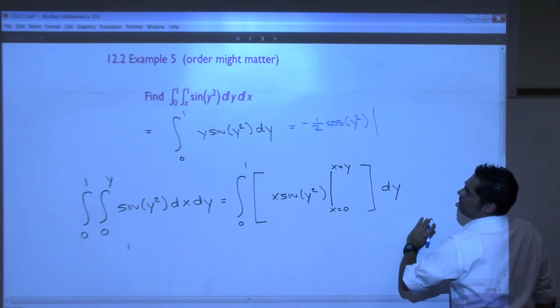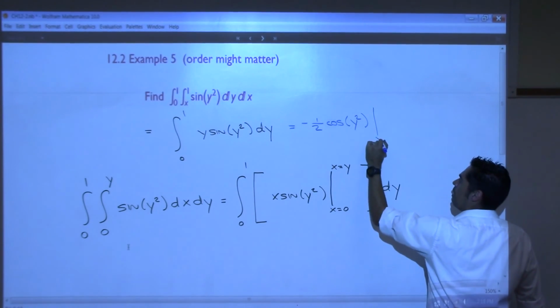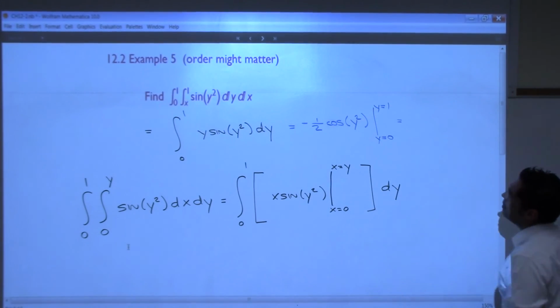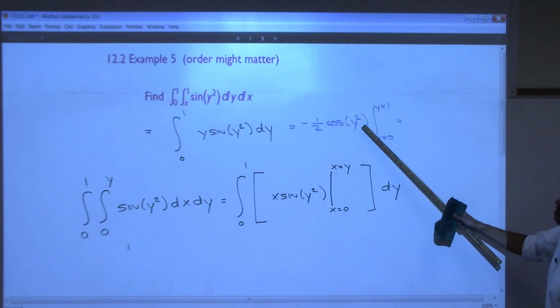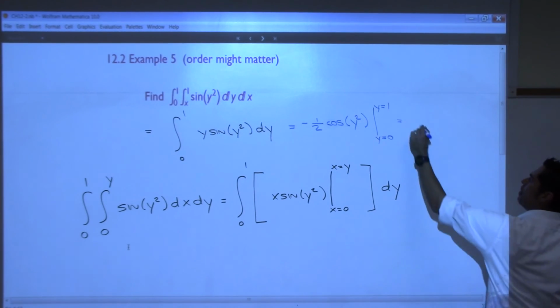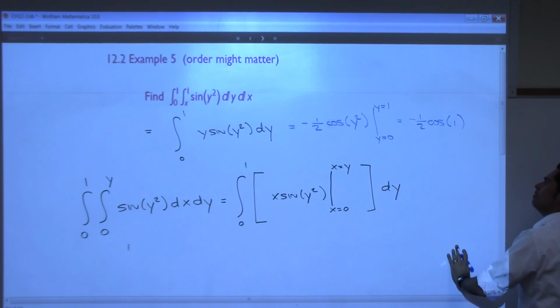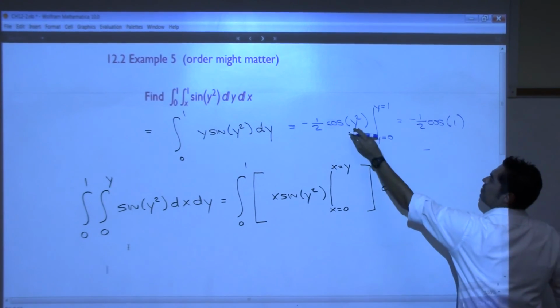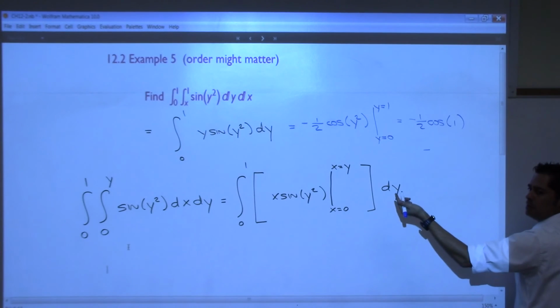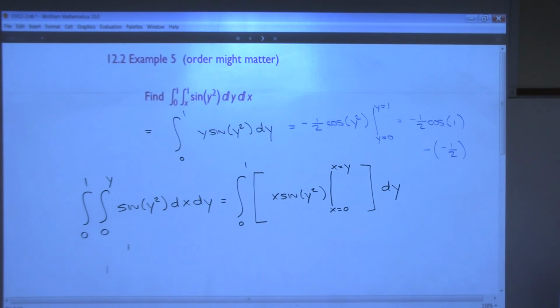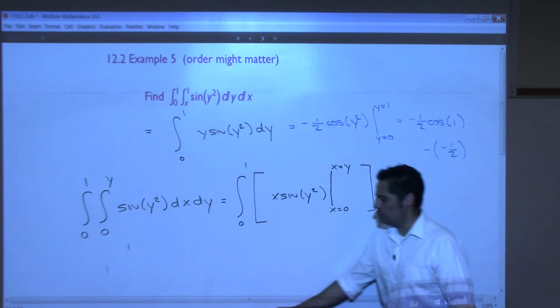All right, and then I'm evaluating what? y is 0 to 1. Plug in 1. You get cosine of 1, don't you? So negative 1/2 cosine of 1. And then minus cosine of 0, which is 1, so minus negative 1/2. So you're going to get negative 1/2 cosine 1 plus 1/2, whatever that is. And just leave it, that's the exact answer.